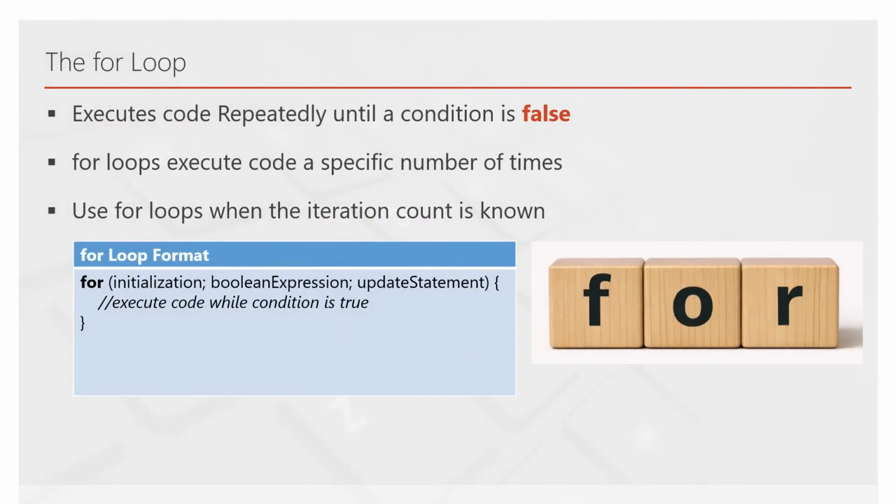The for loop executes code repeatedly until a condition is false. For loops execute code a specific number of times, and you want to use for loops when you know the number of times your code is going to repeat or iterate.